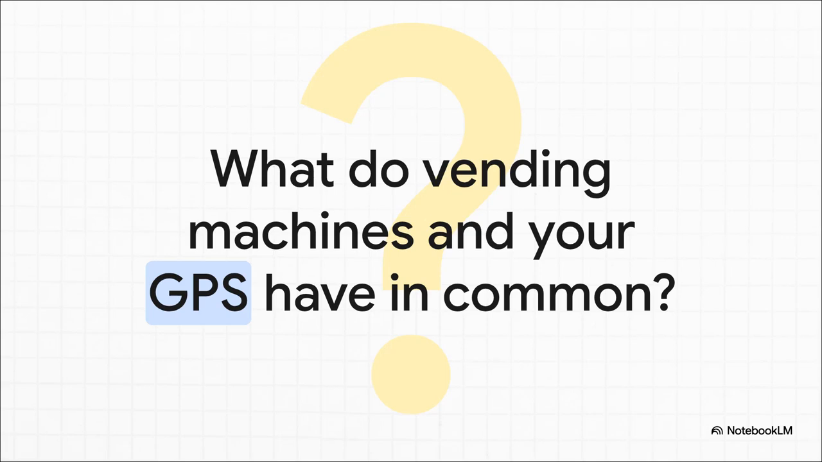So, what do vending machines and your GPS have in common? It sounds like the start of a bad joke, right? But the answer actually gets right to the heart of a huge idea in math. Think about it. With each one, you give it a specific input, a button press or your location, and you get one single, predictable output back, your snack or the fastest route home.